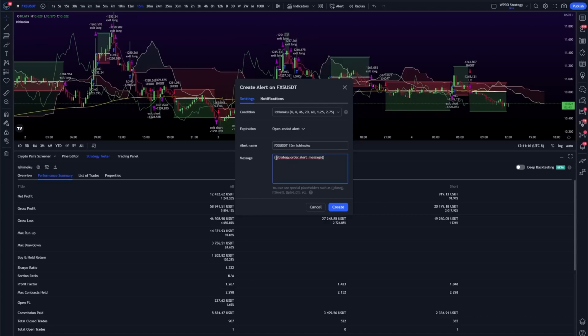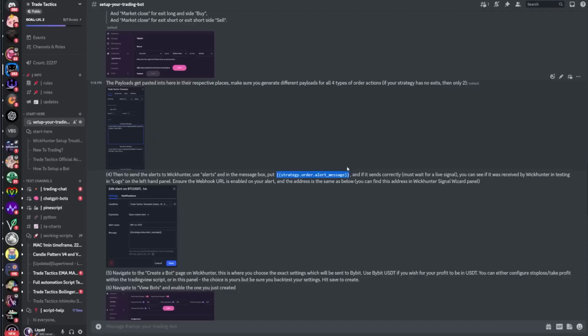This is the exact message. You need every single character for character, otherwise it won't work. If you need this exact message, head over to my Discord server, and it's right here in the setup your trading bot tutorial. And yes, you need the exact squiggly brackets, the period, the underscore, you need all of this here. Strategy, order, alert, message, all just like that. If you don't have it just like that, it won't send to Wickhunter correctly.